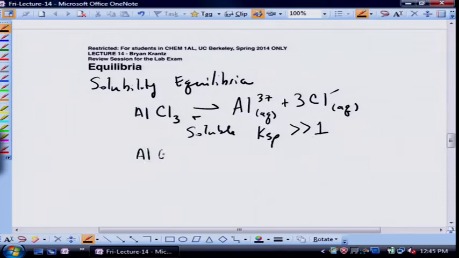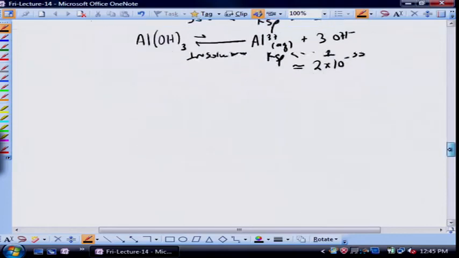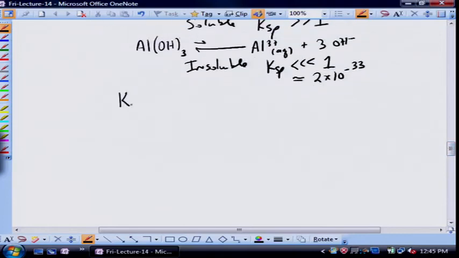And then on the other hand, we have aluminum hydroxide. Okay, aluminum hydroxide has a much smaller arrow going in the solubilization direction than it does in the direction of forming an insoluble precipitate, and that means that it is insoluble, and its KSP is much, much, much less than 1. In fact, its KSP is equal to 2 times 10 to the minus 33rd power. Okay, so you might be asked, well, how much aluminum 3+ would form if I put some aluminum hydroxide in a beaker of water? What would the concentration of that aluminum 3+ ion be?